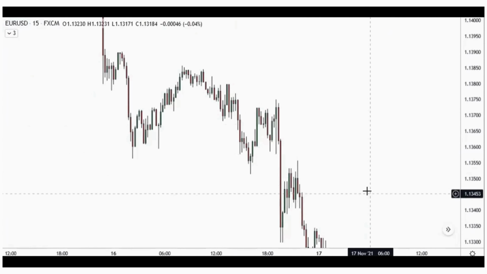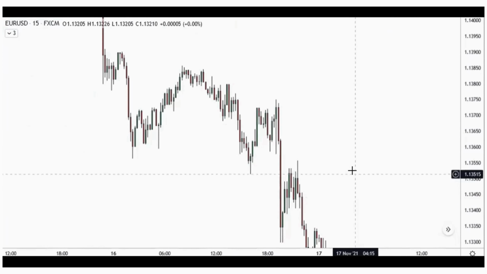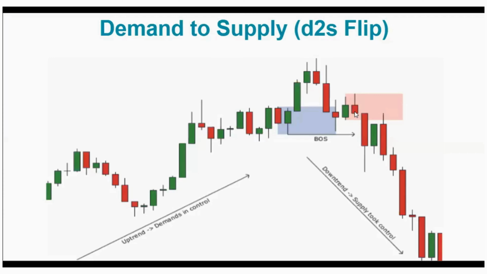Let me show you more examples as pictures, where all the demand and supply flips just work. So I have put some more examples here. Now this is also a demand to supply flip.